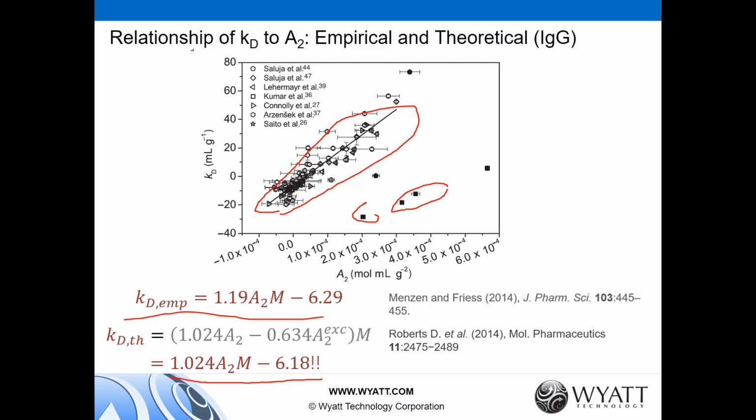So I think we now have, thanks to Roberts and colleagues, a much better understanding of the underlying processes that lead to KD, and we can rely on it at least for most IgGs. I think the outliers are probably more interesting in that if we do find an outlier that does not have the same relationship between A2 and KD, it will perhaps indicate something interesting going on in terms of the protein-protein interactions that do not fall within the usual interactions.